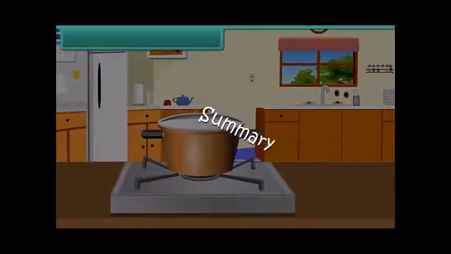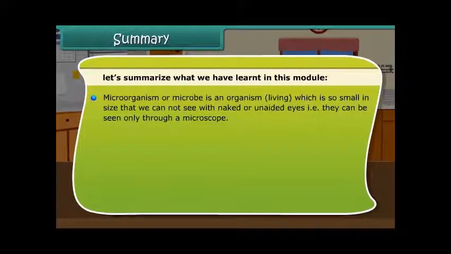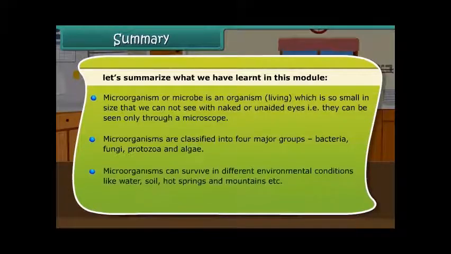Summary. Friends, let us summarize what we have learned in this module. A microorganism or microbe is a living organism so small in size that we cannot see it with naked or unaided eyes, that is, it can be seen only through a microscope. Microorganisms are classified into four major groups: bacteria, fungi, protozoa, and algae. Microorganisms can survive in different environmental conditions like water, soil, hot springs, and mountains, etc.